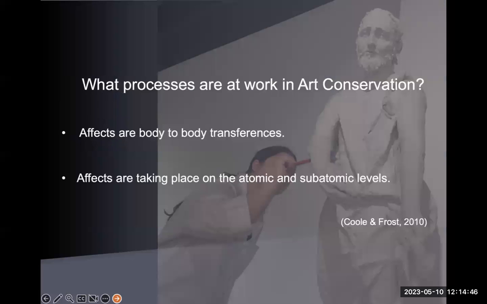What processes are at work between beings in art conservation? Well, from physics, we learn that the materials of which the artwork and the human body are composed have agency, or a capacity to act and produce affect. Here, affects are body-to-body transferences. For example, a marble sculpture damaged by a flood can be considered regarding such agency, while human beings potentially experience feelings such as grief and increased blood pressure upon encountering the damaged artwork.